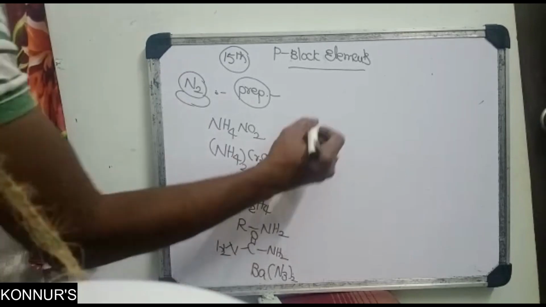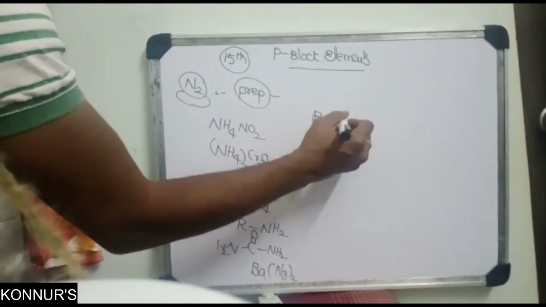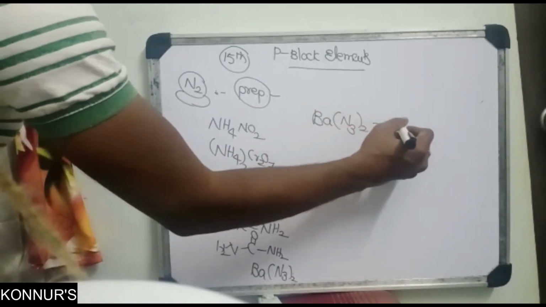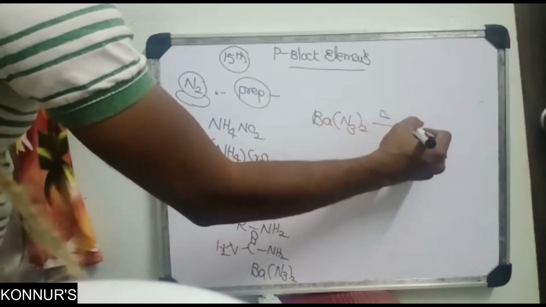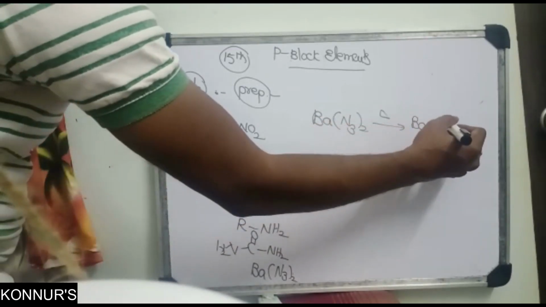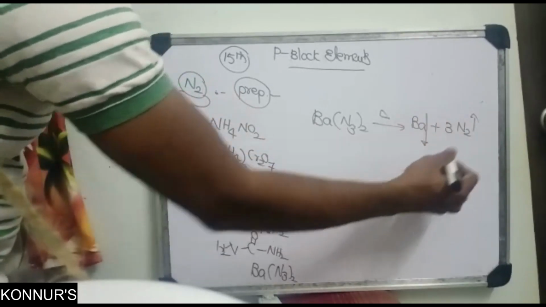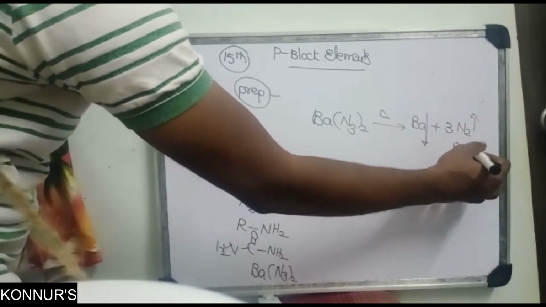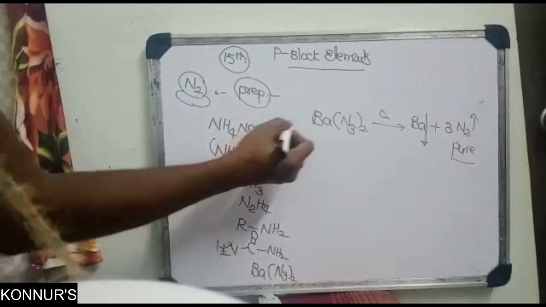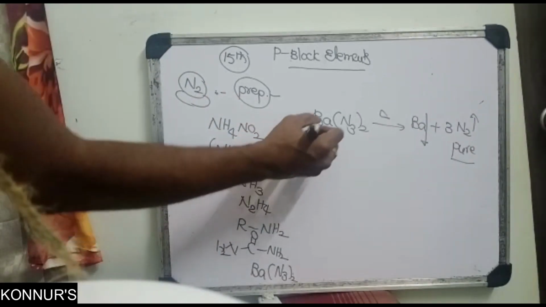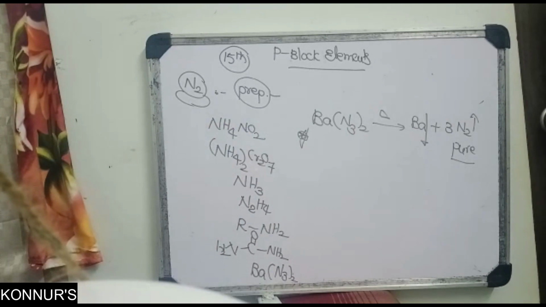Next, barium azide. Barium azide, you directly heat. Barium is separated, giving 3 moles of nitrogen gas. This is a solid, this is a gas. So you get pure nitrogen on heating barium azide.